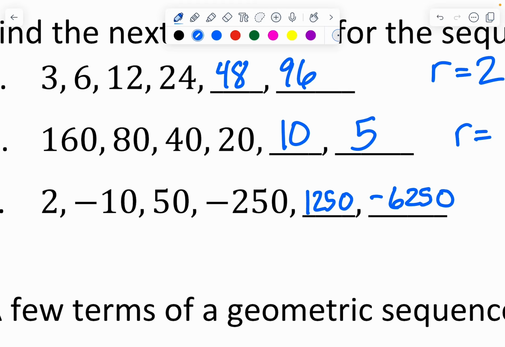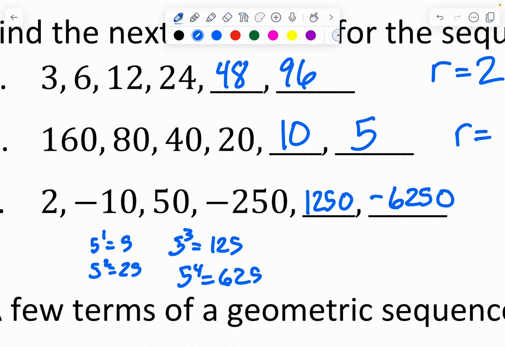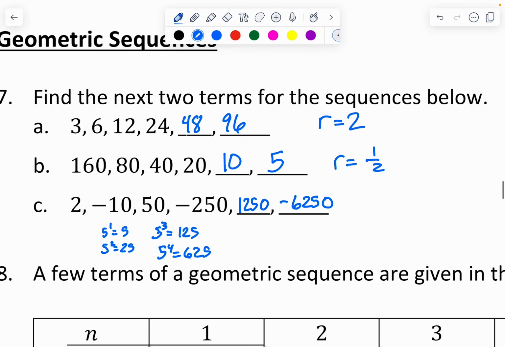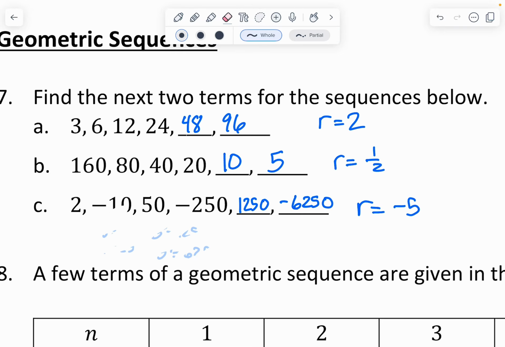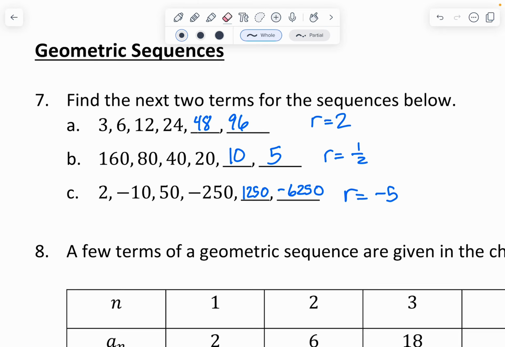How did I know these? Well, I know these because I know powers of 5. So 5 to the first is 5, 5 to the second is 25, 5 to the third is 125, and 5 to the fourth is 625. And so they just had a 0 behind them. So hopefully I'm right. Okay, and on this one, my r value was equal to negative 5. So I can oscillate back and forth between positive and negative terms in a sequence like that.